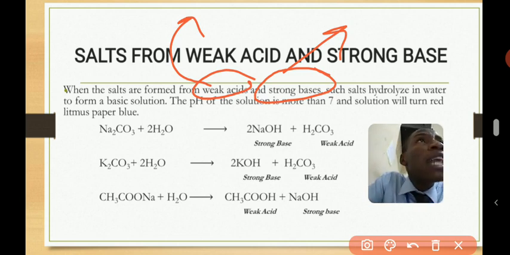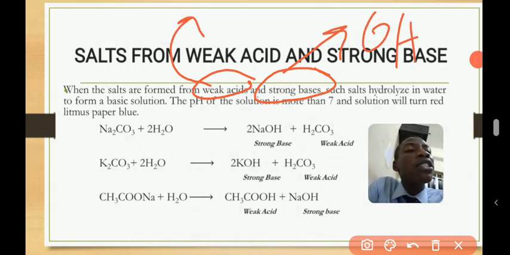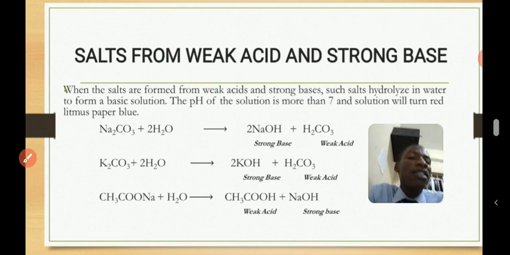When bases ionize, what type of ion do they form? They form hydroxide ion, right? They form OH minus. So there will be excess OH minus inside the solution. So what will now happen is that the solution will be behaving like a base.